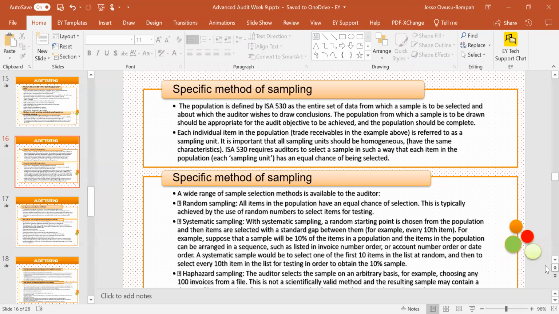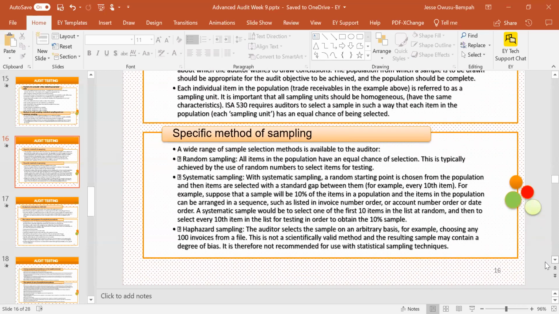They also have haphazard sampling. This is where the auditor selects the sample on an arbitrary basis, for example, choosing any 100 invoices from a file. This is not a scientifically valid method and therefore will contain a lot of bias. It is therefore not recommended for use with statistical sampling techniques.